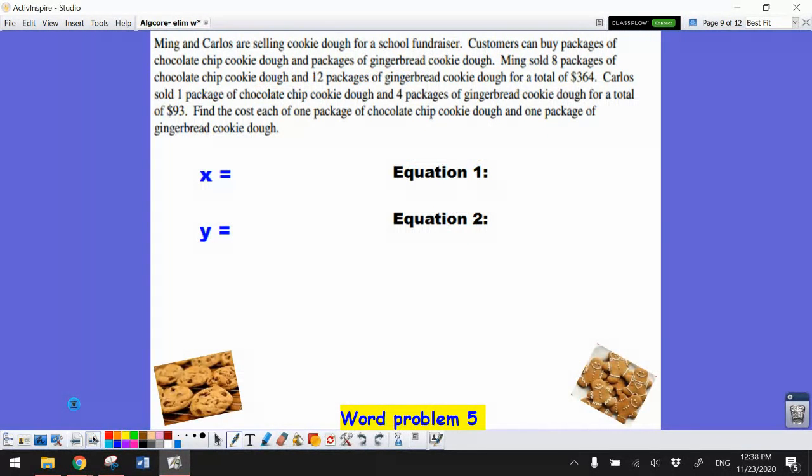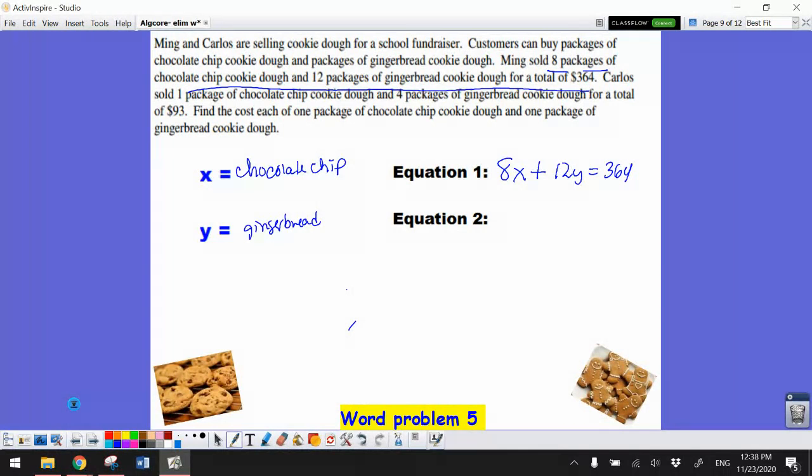Okay, let's take a look at this one. So Ming and Carlos are selling cookie dough for a school fundraiser. Customers can buy a package of chocolate chip cookie dough and packages of gingerbread cookie dough. Ming sold 8 packages of chocolate chip and 12 packages of gingerbread for $3.64. So I see my first equation, 8x plus 12y equals $3.64. And I see my two things, chocolate chip and gingerbread.